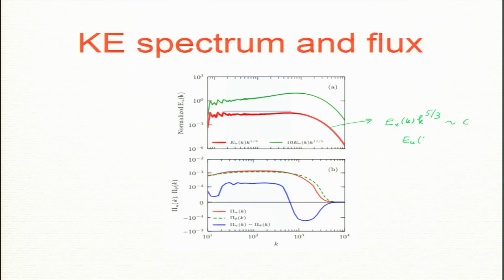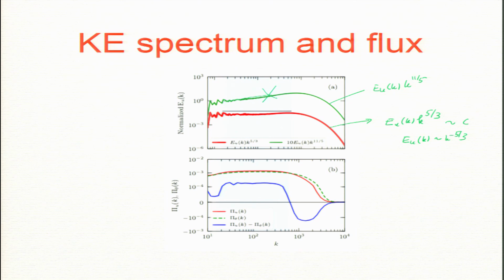U(k) must be k^(-5/3). This one, multiplying by k^(11/5), is increasing. That means U(k) is not going as k^(-11/5). If you put k^(-5/3), then it will be an increasing function. This is increasing, so this is ruled out. This is just for our eyes; normally a flat line is easier to convince, you know.